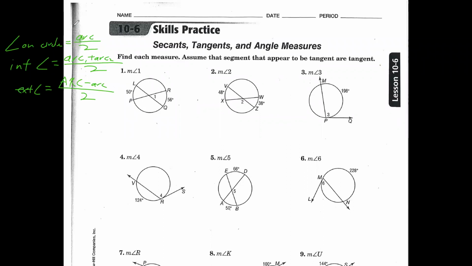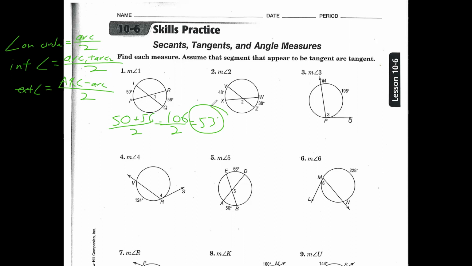Those were the 3 formulas from yesterday that you had to use on those 12 problems. For the top 6, there are only 2 of the formulas, the angle on the circle and the interior angles. None of the top 6 were exterior. The bottom 6 were all exterior angles, so you're only using the bottom equation. Going through these really quick. On number 1, we had 50 and 56. If we add those 2 together, that gives us 106, divided by 2, which is 53.